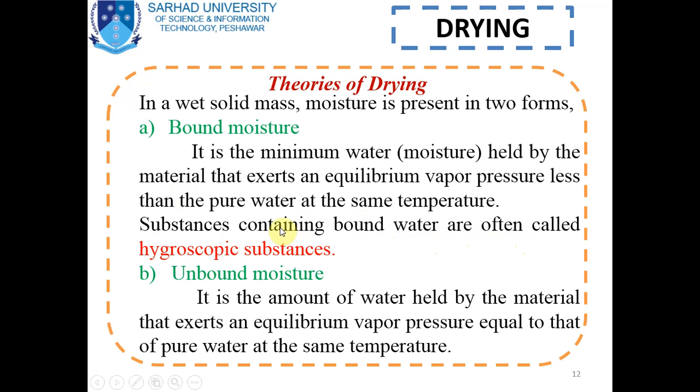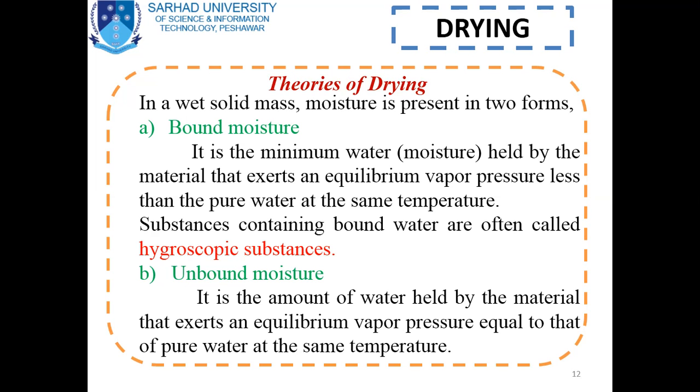Substances containing bound water, or bound moisture, are often termed hygroscopic substances. And the second form of moisture that may be present in a wet solid mass is unbound moisture. It is the total amount of water held by the material that exerts an equilibrium vapor pressure equal to that of pure water at the same temperature.